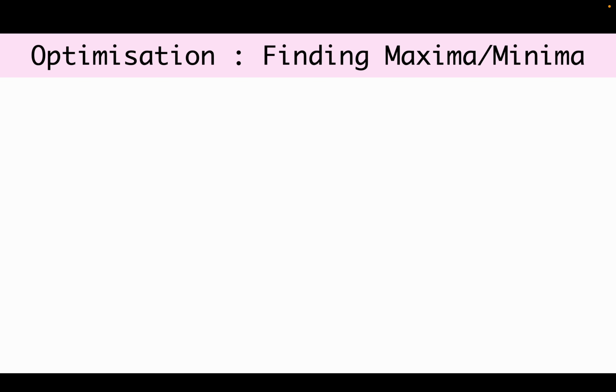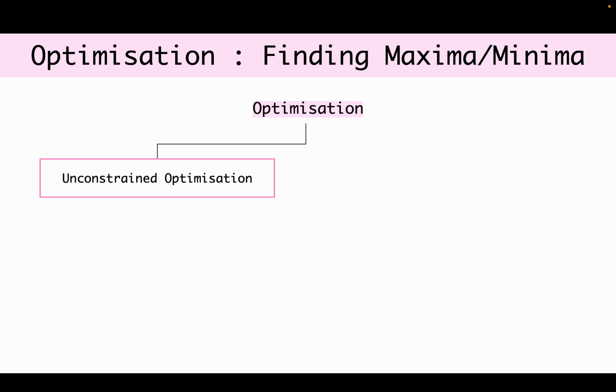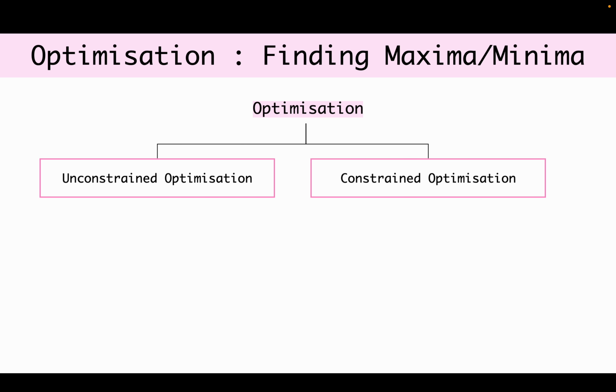So optimization is a field of mathematics which deals with finding the best possible solution with or without conditions or constraints. So we essentially find out a maxima or a minima of a function across its domain. So broadly, optimization can be categorized into two categories. One is unconstrained optimization and the other is constrained optimization.